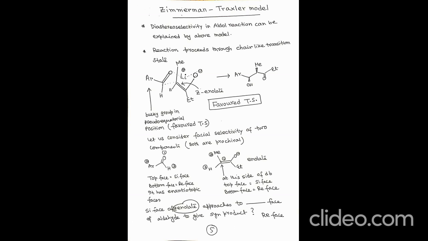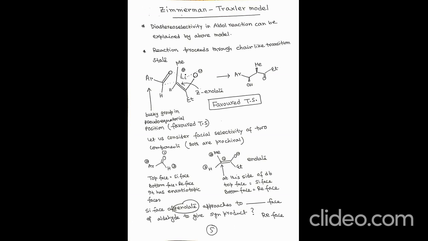Now the descriptors for the enantiotopic faces are the Si face and the Re face. Meaning that sp2 hybridized carbon has three groups. These three groups, if we put the priority 1, 2, 3, and if 1, 2, 3 are in the clockwise manner, then that face is called the Re face.